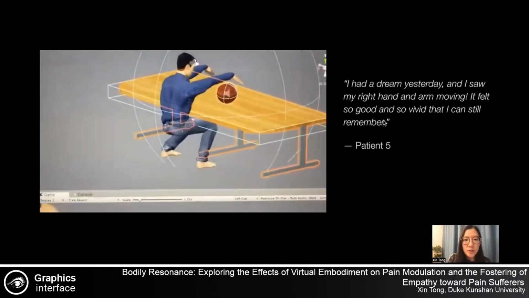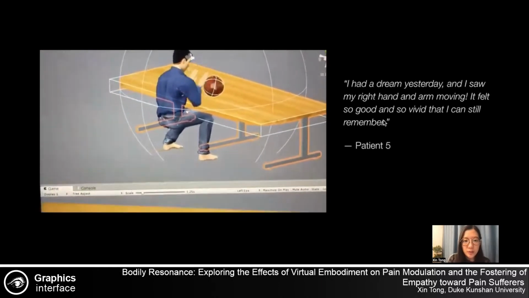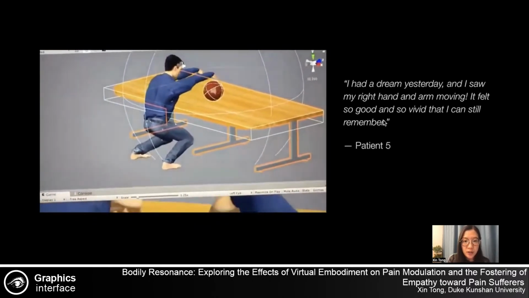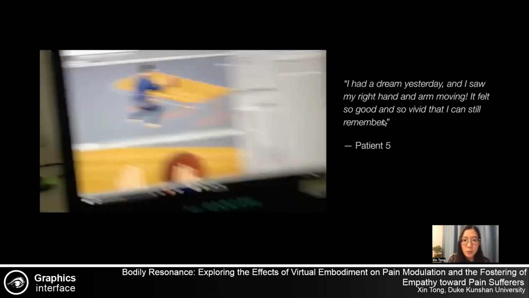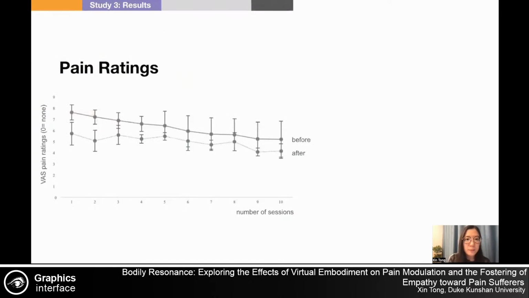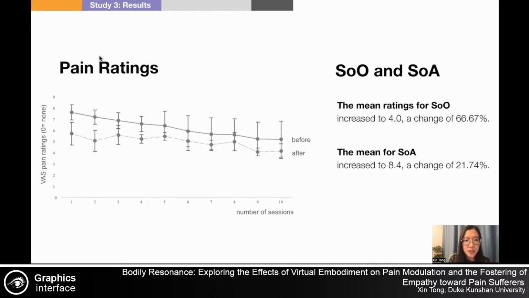Surprisingly, in the post-study interviews, 3 participants spontaneously stated that they experienced dreams where their arms moved again without pain. Results also showed that pain readings reduced both before and after one session, and also across all sessions. Further, we found that comparing the first session to the last session, sense of ownership and agency improved a lot for all participants.